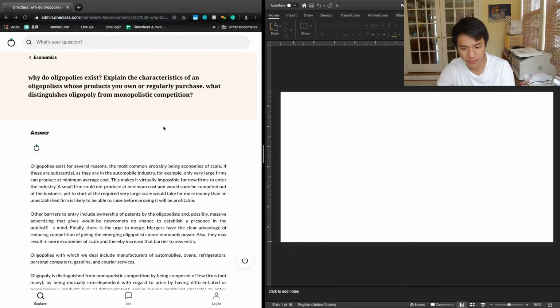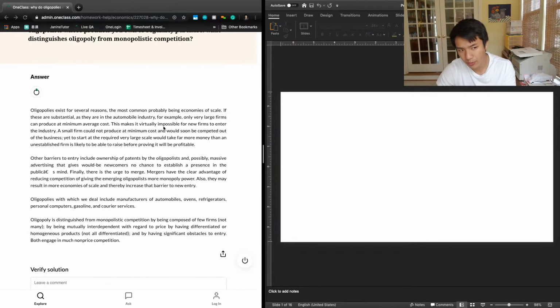We can take a look at what the previous tutor has said. So the previous tutor said that oligopolies exist for several reasons, the most common probably being economies of scale. If these are substantial as they are in the automobile industry, for example, only very large firms can produce at minimum average costs. This makes it virtually impossible for new firms to enter the industry. A small firm could not produce at minimum cost and would soon be competed out of the business. Yet to start at the required very large scale would take far more money than an unestablished firm is likely to be able to raise before proving it will be profitable.